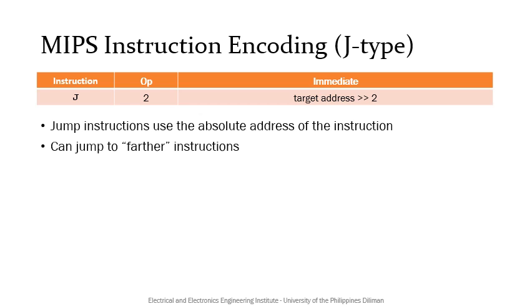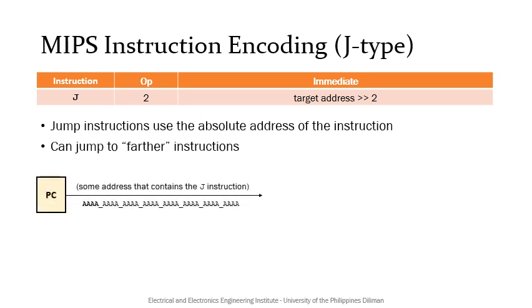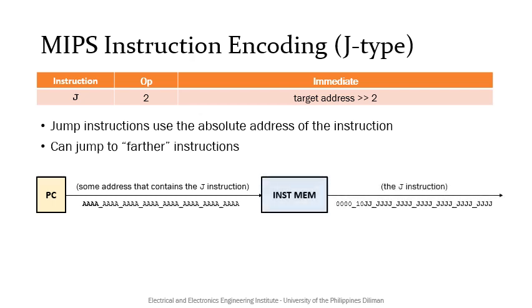As for jumps, the jump target address is based on a 26-bit immediate and can thus jump to further instructions for the most part. The immediate is also based on the absolute address of the target instruction. Consider some address AAAA, and so on, which contains the jump instruction. The fetched jump instruction should be composed of the jump opcode 000010 and the 26-bit immediate JJJJ, JJJJ, and so on.